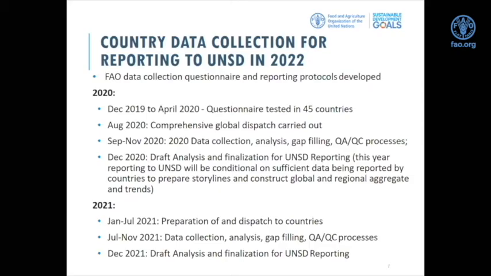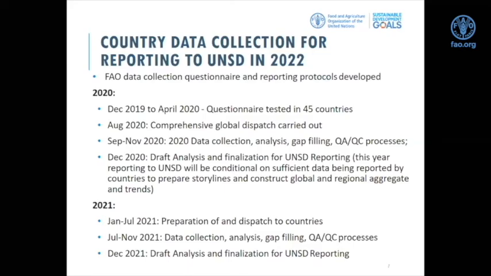In December 2020, our idea is to draft the analysis and finalize it for reporting to the United Nations Statistical Division. That is a process that we have for all the 11 SDG indicators. So once we receive data from the member states, we estimate the regional and global aggregates, and we develop storylines, and then share it with UNSD. Of course, this year reporting on 241 will be conditional on whether we receive sufficient data from countries to prepare the storylines and, of course, the global and regional aggregates and trends that I just spoke about.